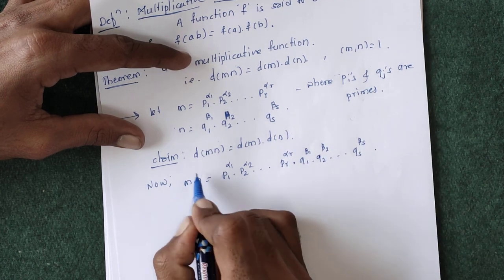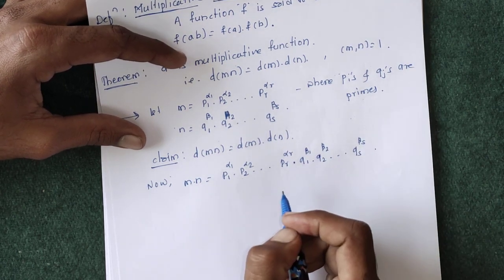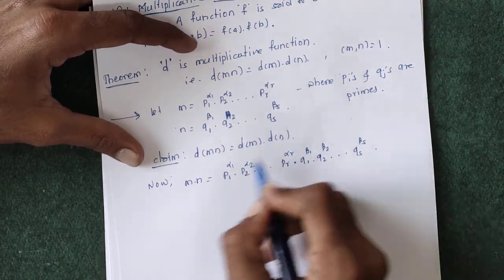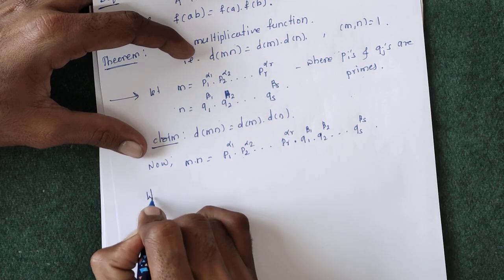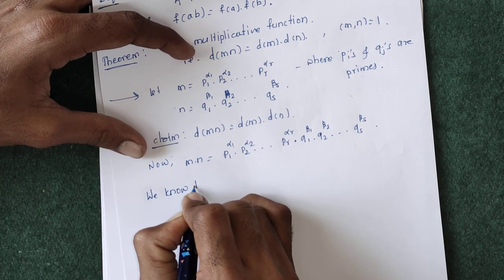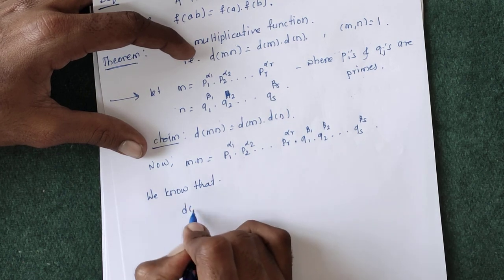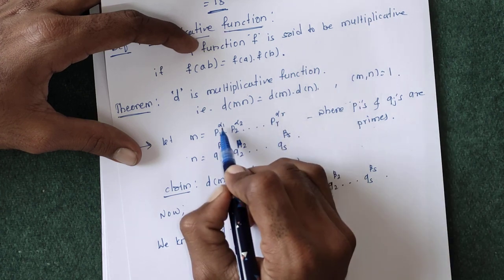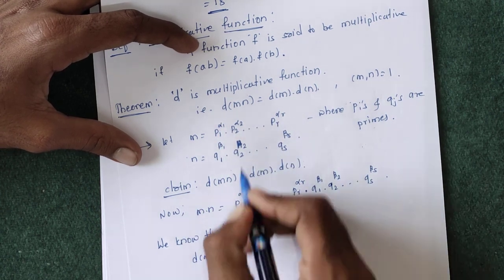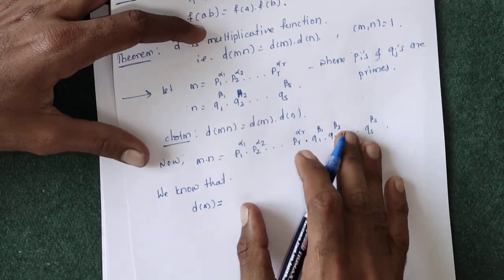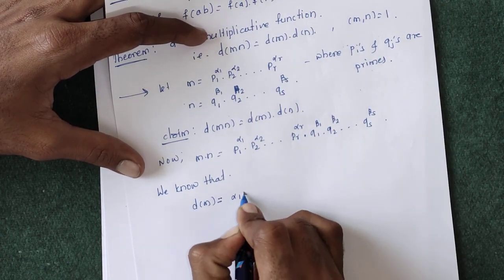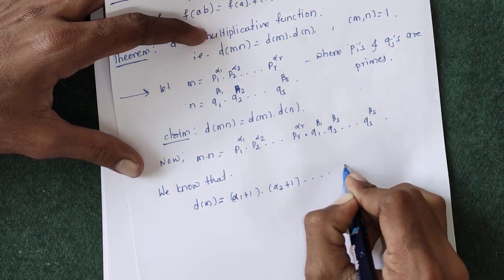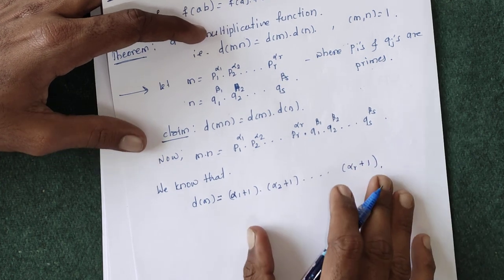So this is the multiplication mn, which can be expressed in canonical form. This is just the canonical form of m into n. But we know from the previous theorem that d of m, where m is expressed in canonical form, is alpha 1 plus 1 into alpha 2 plus 1 up to alpha r plus 1.